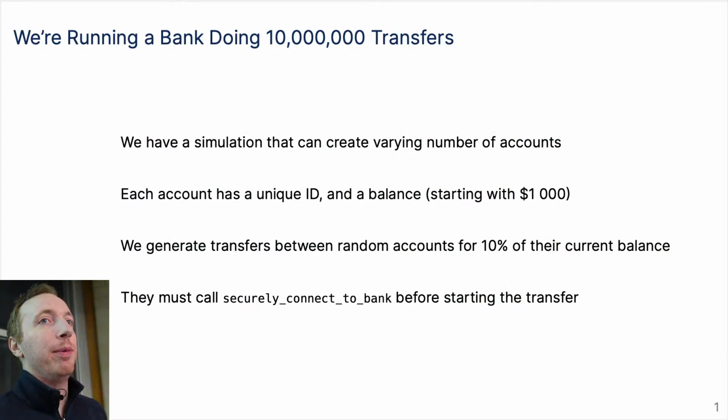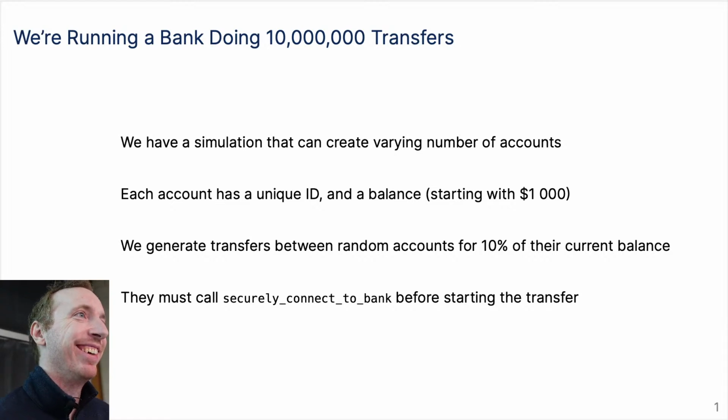So we know enough about coding. We can successfully run a bank. So let's do some financial code. Let's assume we are running a bank and we're doing 100 million transfers, which isn't that many. I wrote a little simulation that can create a varying number of accounts just to see how it affects things. Each account has a unique ID associated with it and then a balance. And every account starts with $1,000.